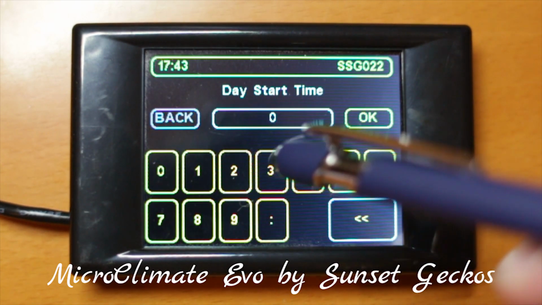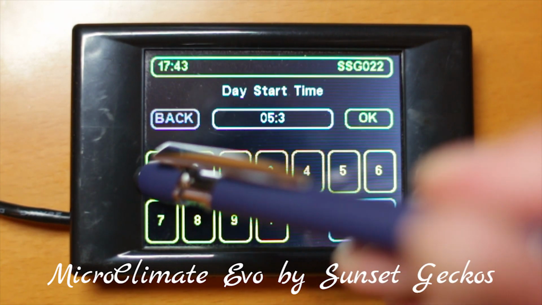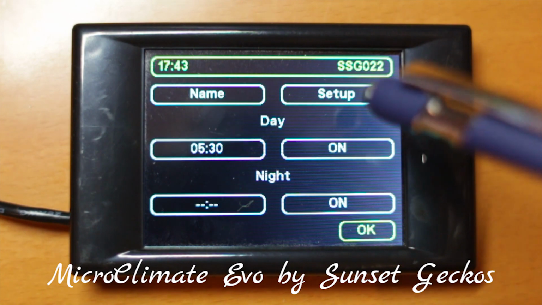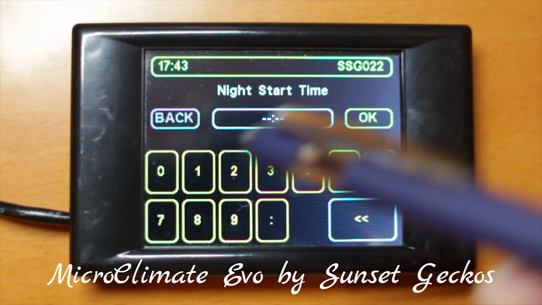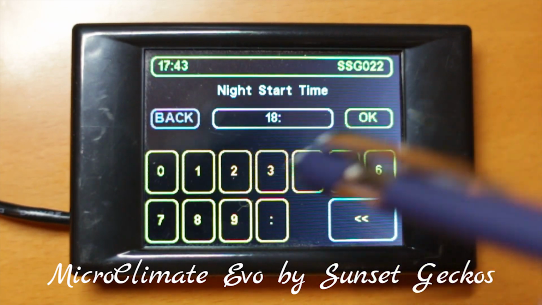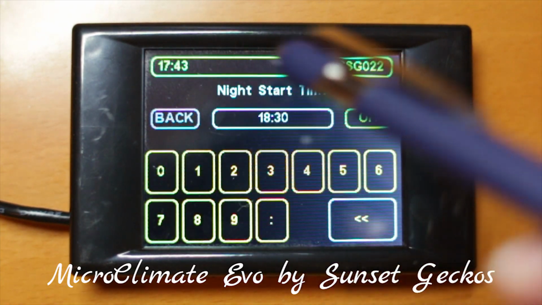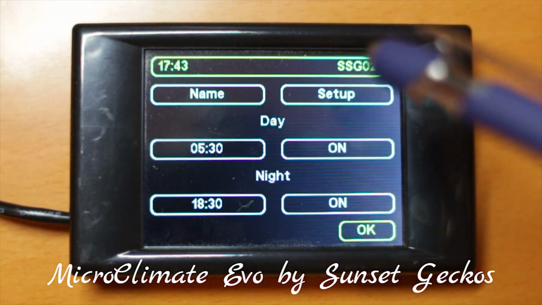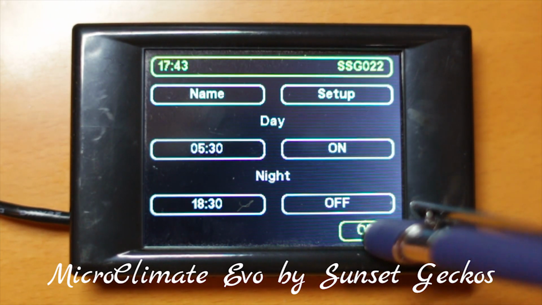So long story short, if you have heating, if the temperature drops below the temperature you set, it starts putting power on the plug. If it's on cooling, it's the other way around, so the temperature is above the temperature you set, then it starts putting power on the plug to cool. And if it's constant, it's independent of temperature, it just turns on based on the time.